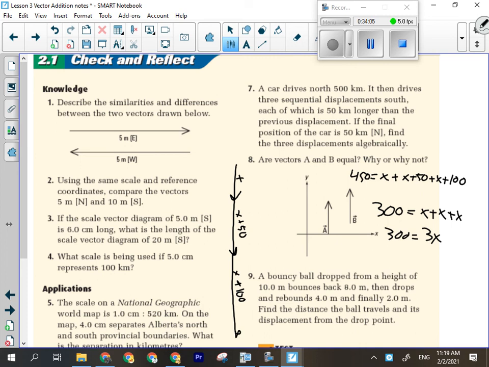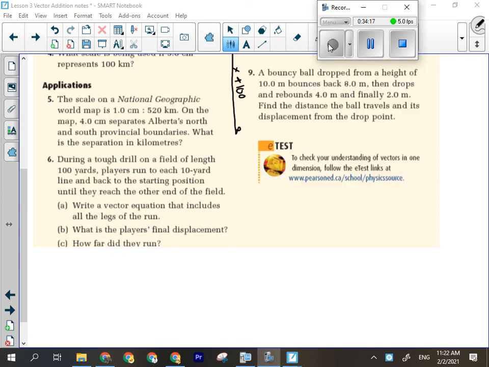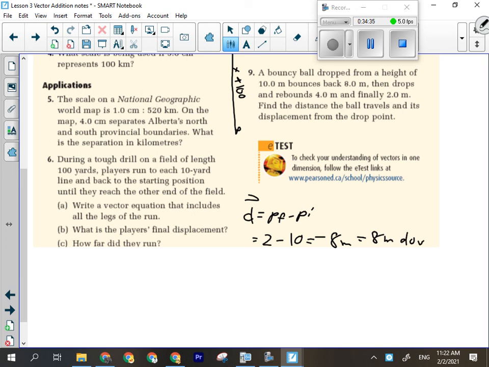Okay. All right, try number 9. Okay, not a mathematically challenging question like the last one. So for number 9, the displacement part is really easy, okay? Because displacement is final position minus initial position. The final position is 2 meters. The initial position is 10 meters. Okay, so we got negative 8 meters, or 8 meters down, as our overall displacement. Okay, we don't even really need to draw a diagram for that.